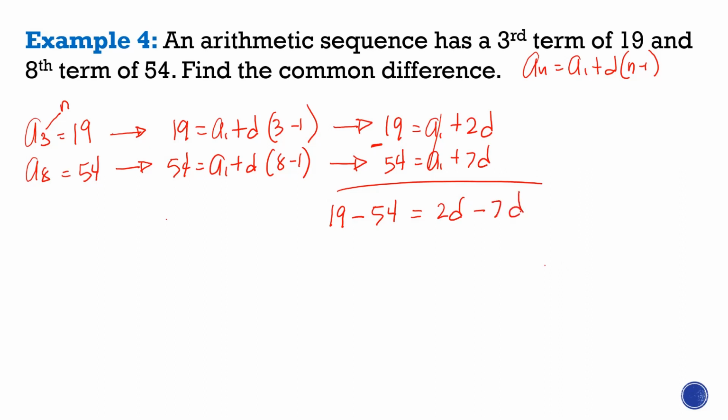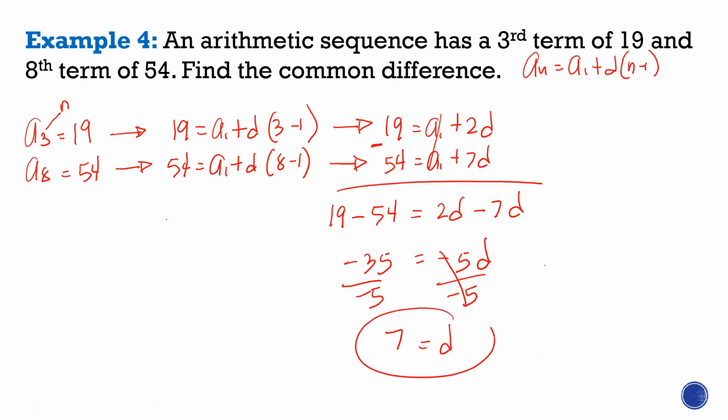So now we have an equation that has a single variable. We can solve for d here. That's our problem, right? What's the common difference? That's our d. 19 minus 54 is equal to what? It's negative 35 equals negative 5d. And then finally, divided by negative 5, divided by negative 5. Our d is equal to 7. Okay, let's go to the next example.